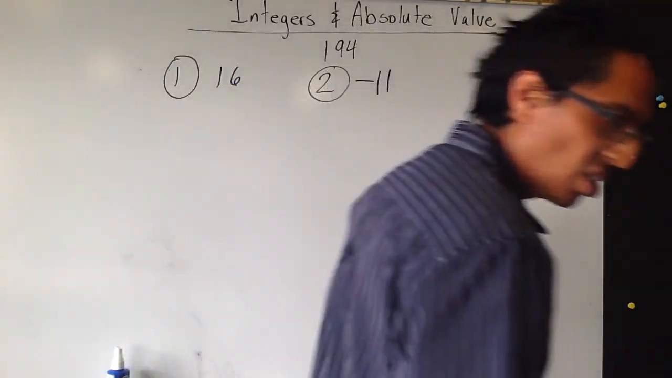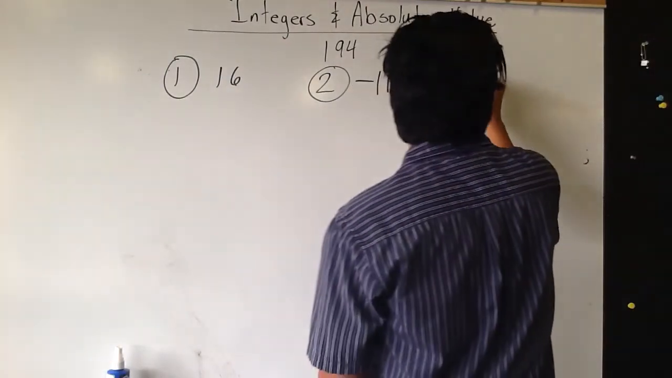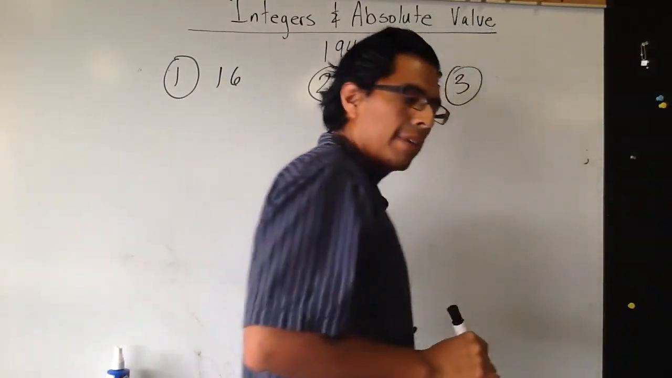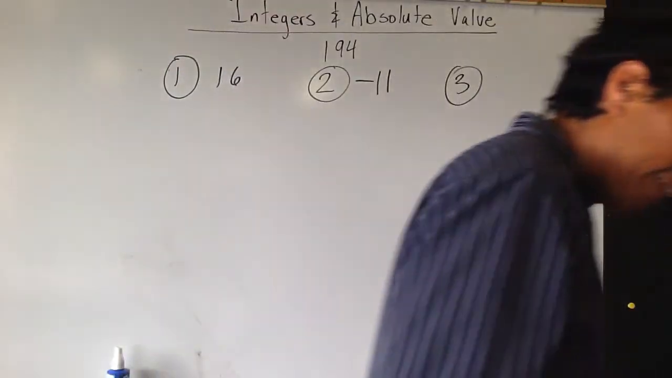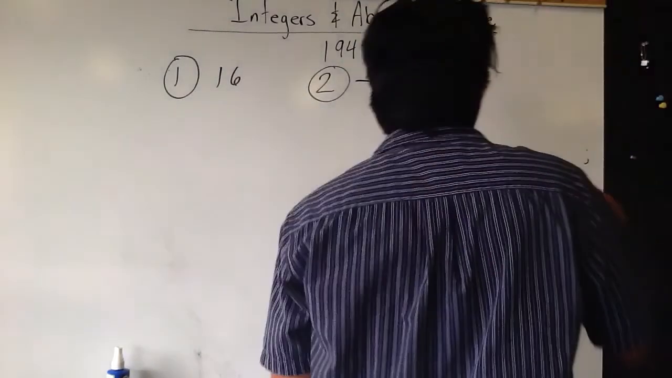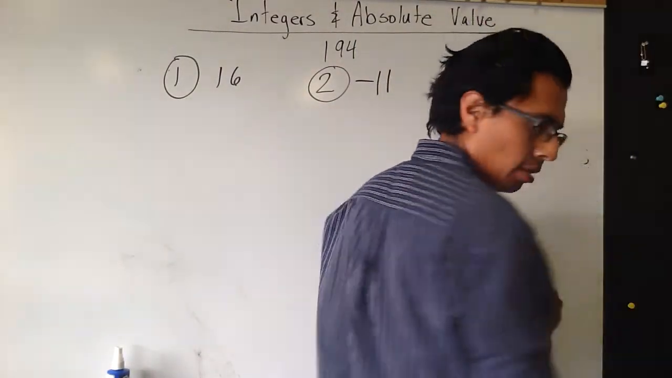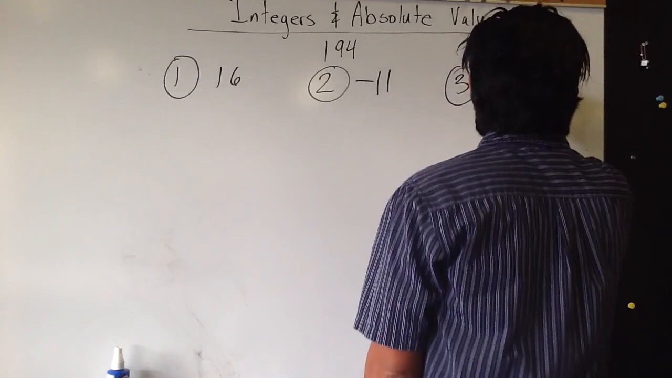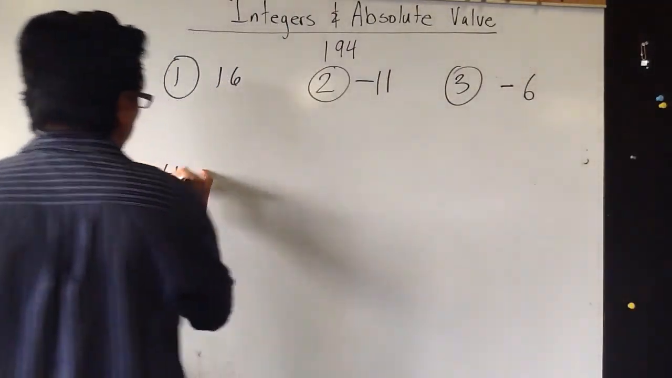Number 3, 6 degrees below 0. How would you express that? Go for it. Well, if it's below, that is negative 6. All right, nice.